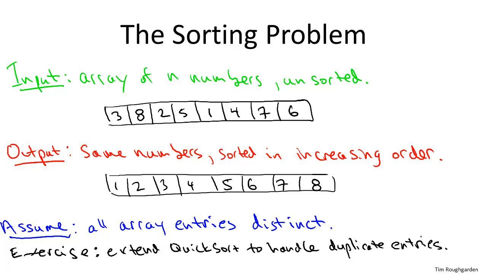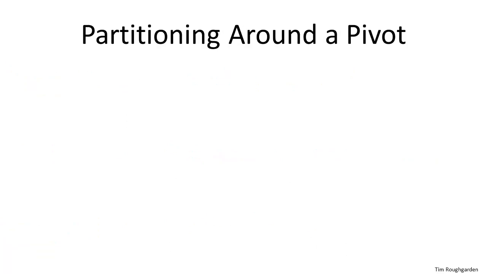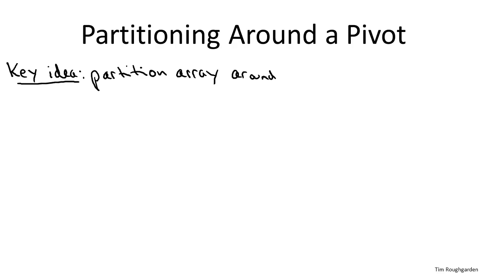To discuss how Quicksort works at a high level, I need to introduce you to the key subroutine. And this is really the key great idea in Quicksort, which is to use a subroutine which partitions an array around a pivot element. So what does this mean? Well, the first thing you have to do is pick one element in your array to act as a pivot element.